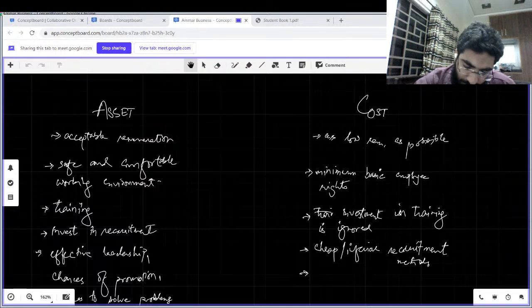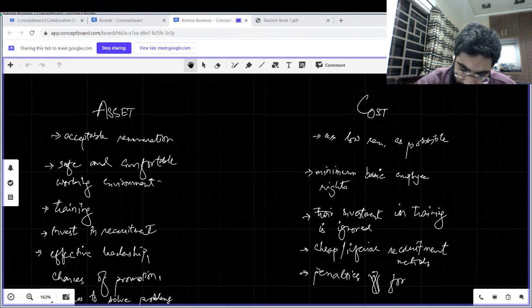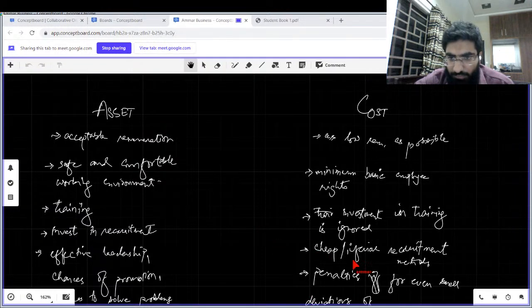There you would be more focused on penalties for even small deviations of behavior. So, for example, if somebody turns up late for work one day, you'd immediately impose a penalty on them.